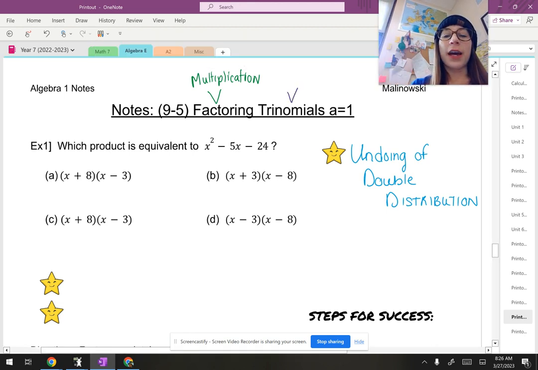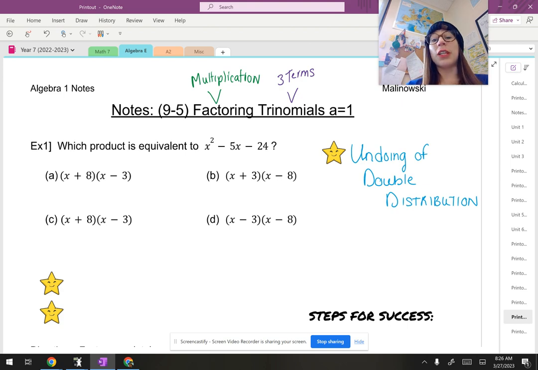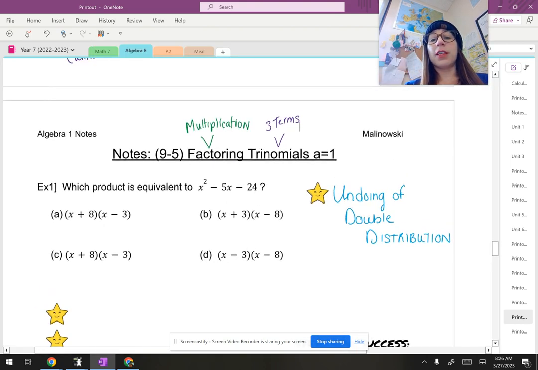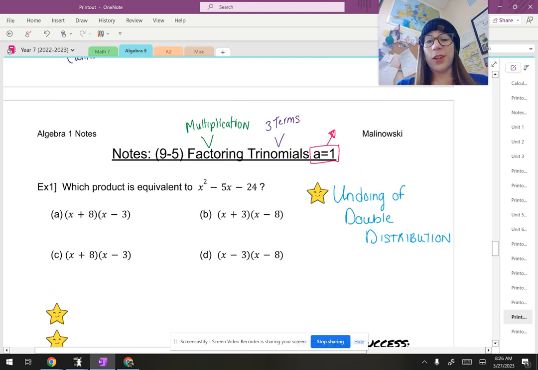Trinomials, remember that prefix meaning 3. Trinomial just means that it's an algebraic expression with 3 terms. And this piece here where a is equal to 1, this is going to come up a lot in our next unit, Unit 10 on quadratics.